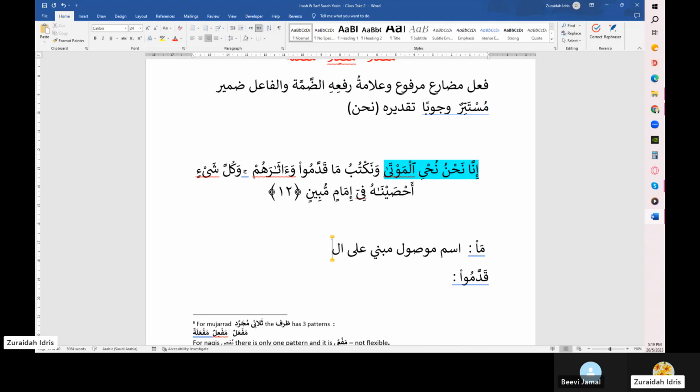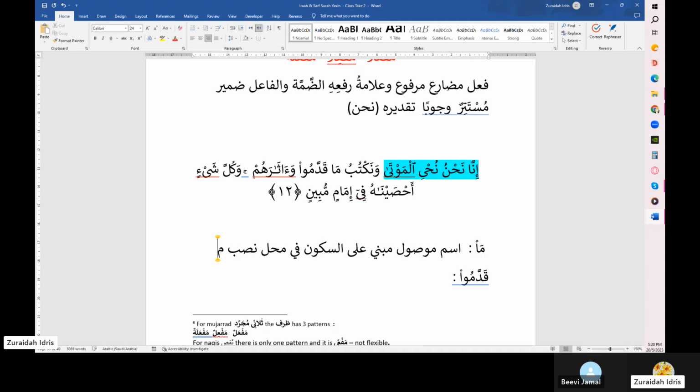And how do I type my sukun? Kaf waw nun, sukun. Mabni ala sukun. Because it's an ism, it has to have a status. Yes, fi mahalli nasb. And it's nasb because it is the maf'ul bihi for naktubu.